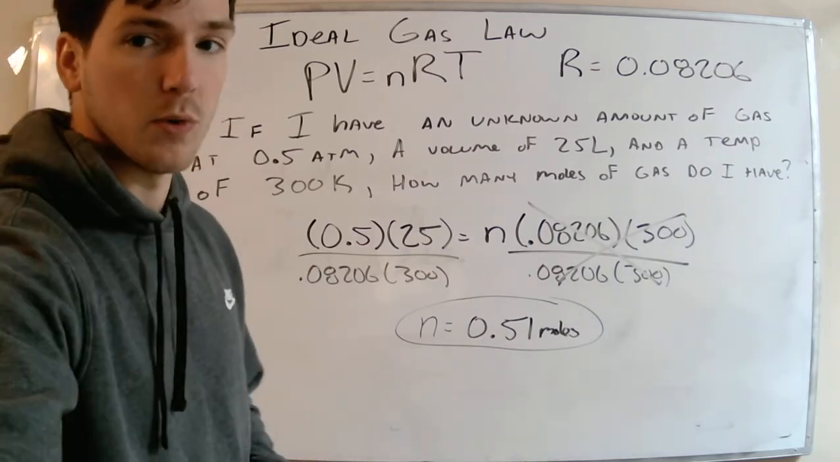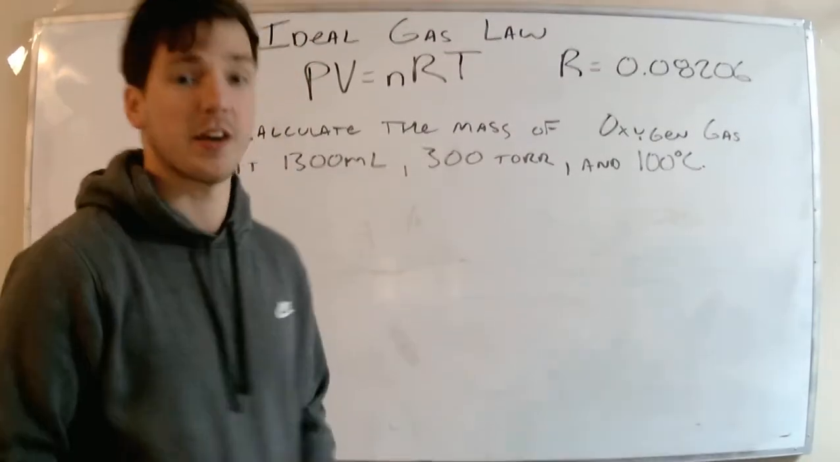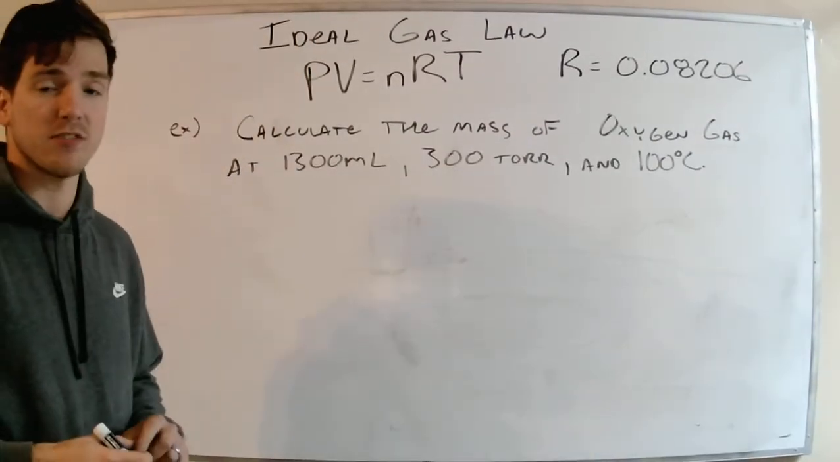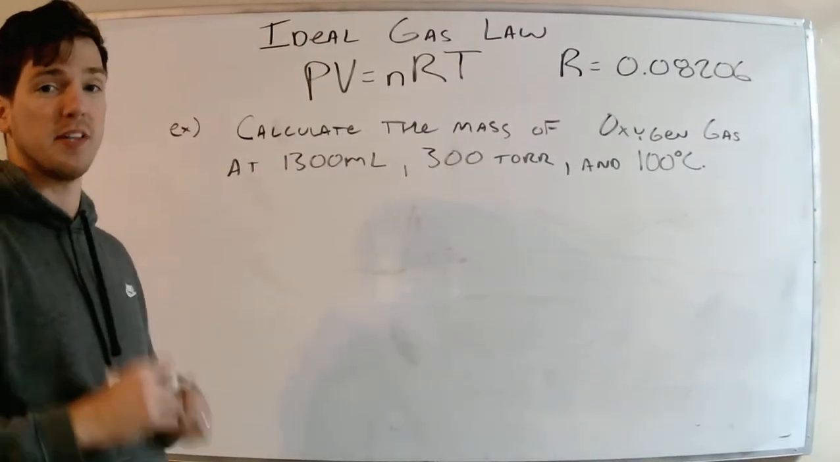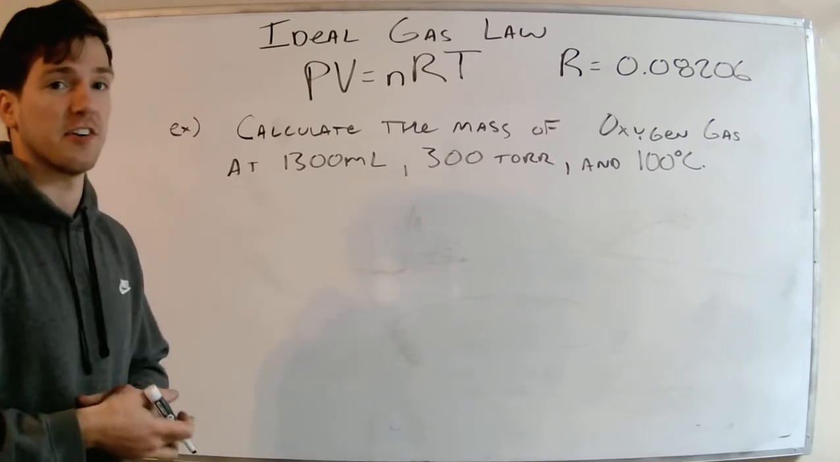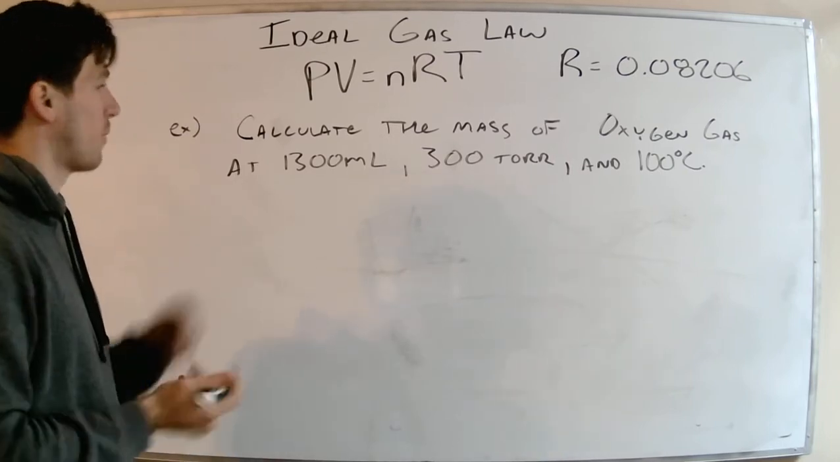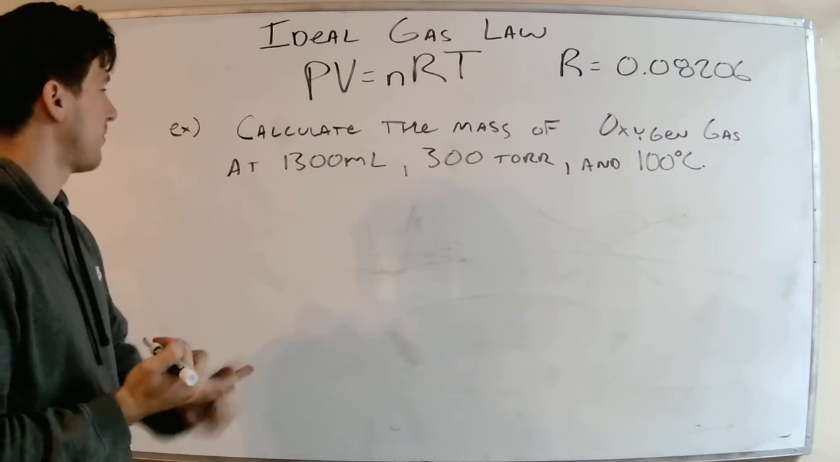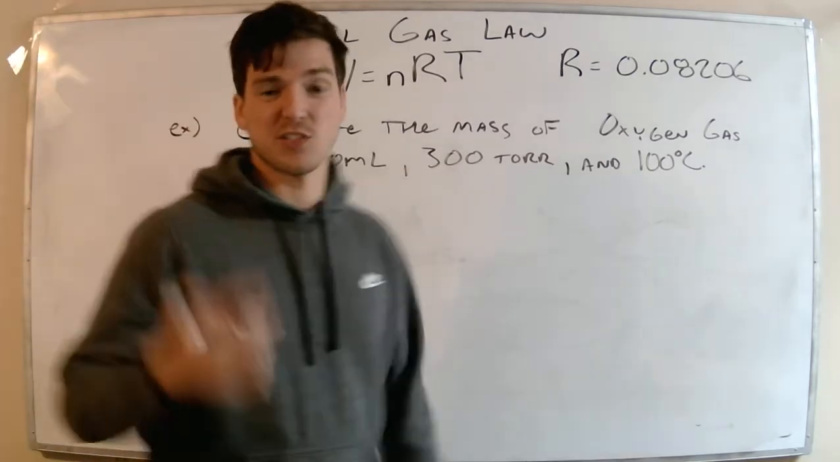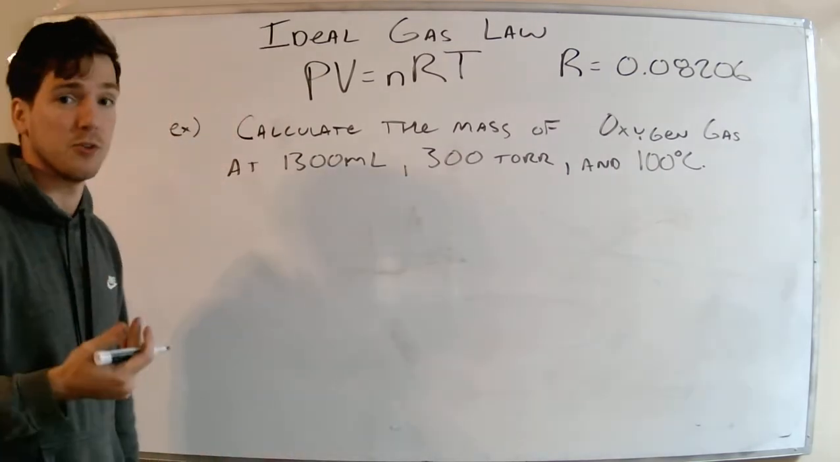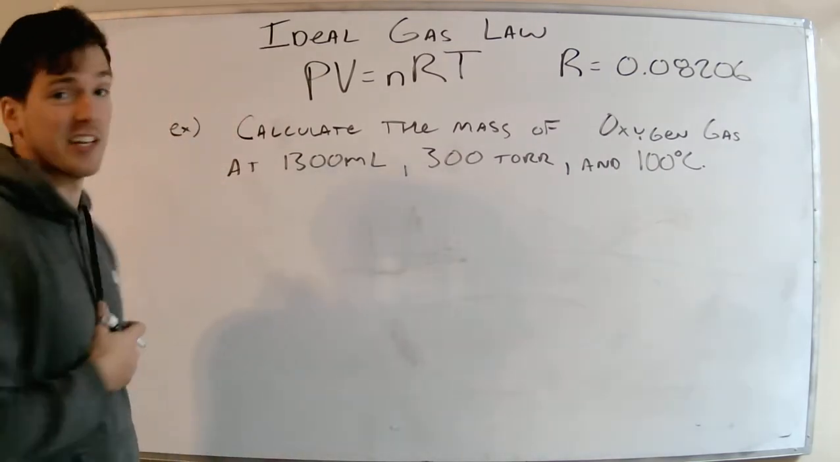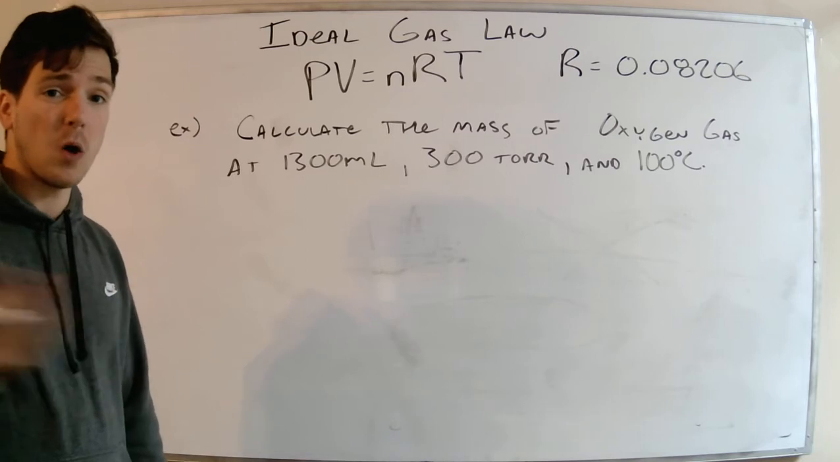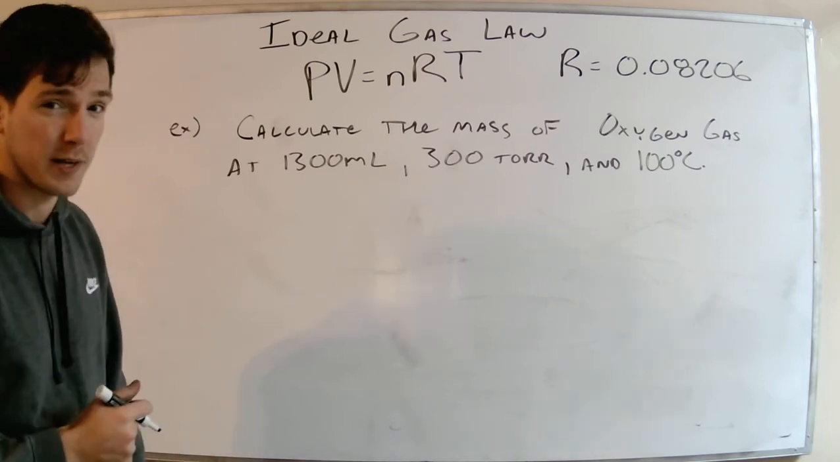Let's go ahead and do another one. Our next example is: calculate the mass of oxygen gas at 1300 milliliters, 300 torr, and 100 degrees Celsius. So it wants mass, which can always go to moles. It has volume, pressure, and temperature. It's got four things, so I have to use PivNert. I just messed with you and made it all in the wrong units, so you have to convert it to the correct units.